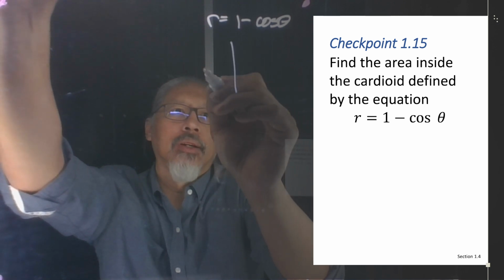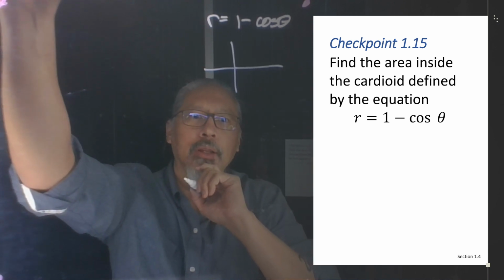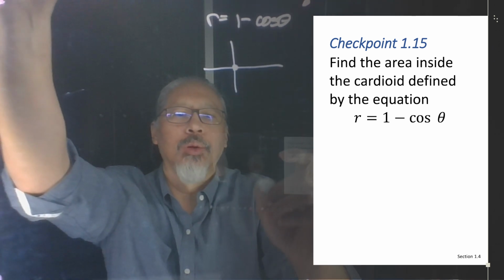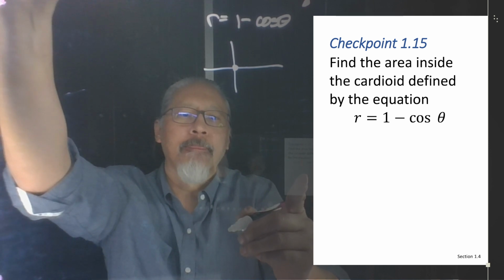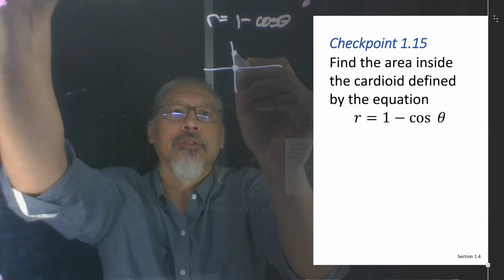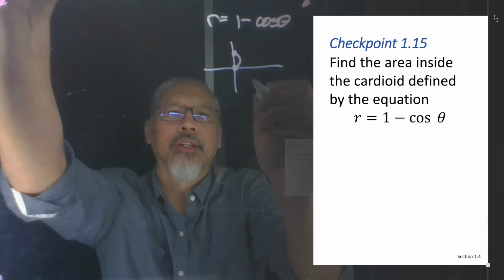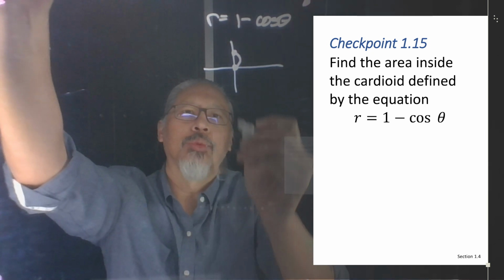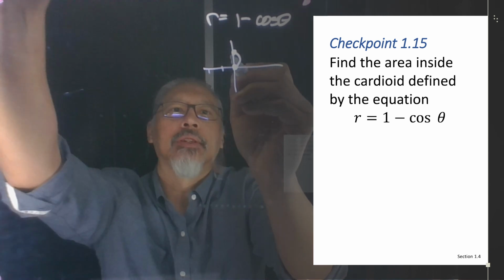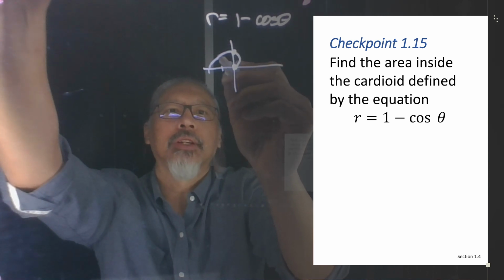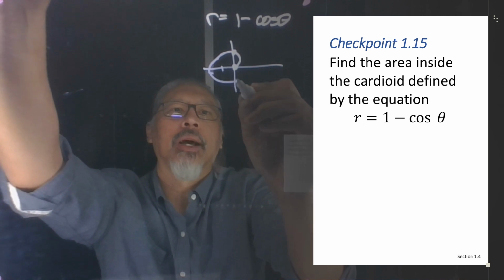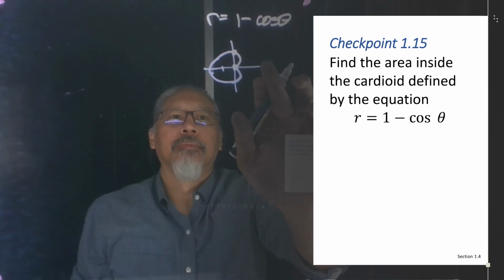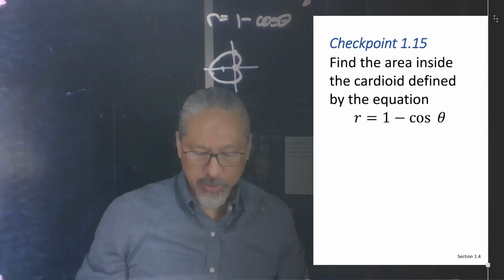It looks like when theta is equal to 0, cosine of 0 is 1. We start at the origin. When theta is equal to pi over 2, cosine is 0, so that'll be positive 1. So it'll grow as we go over here. When theta is pi, cosine is negative 1, and 1 minus negative 1 is 2. It'll reach the bottom over here, and then it'll come back and make the cardioid. This is our graph. They want to find the area inside this cardioid.